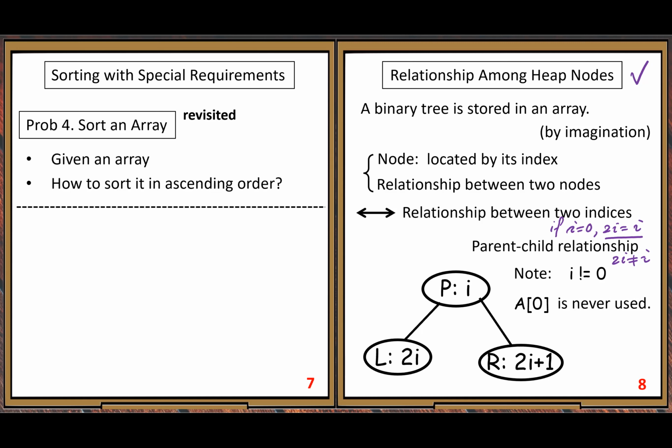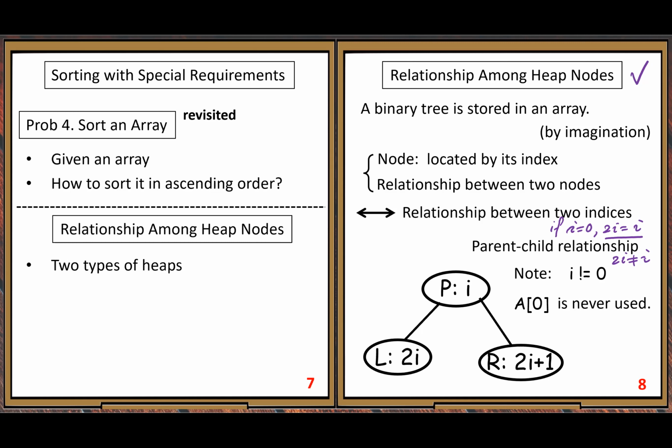Or we can say in this way, A of 0 cannot be used to store any binary tree node. You can use it to store other information, but you cannot use it to store any tree node. After that, then we can represent the parent-child relationship.